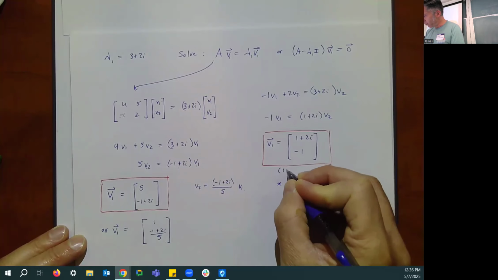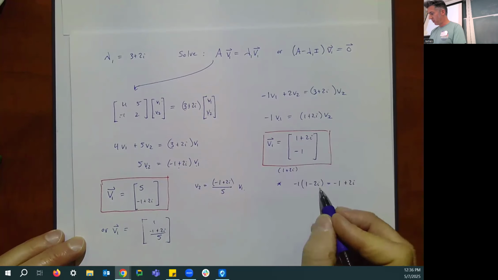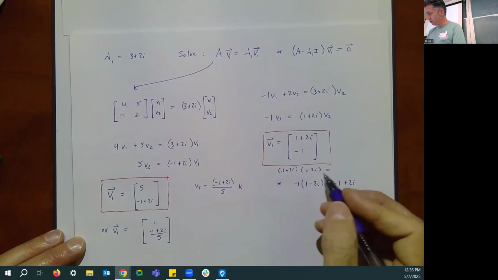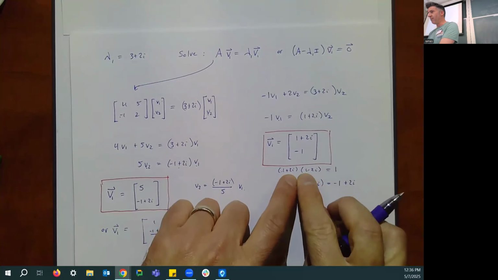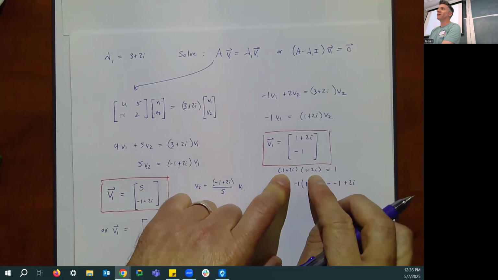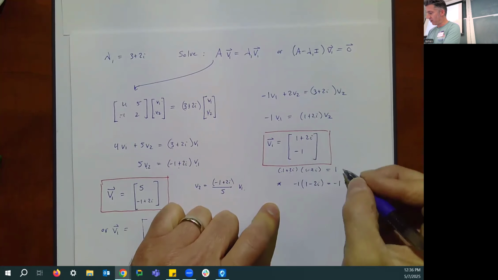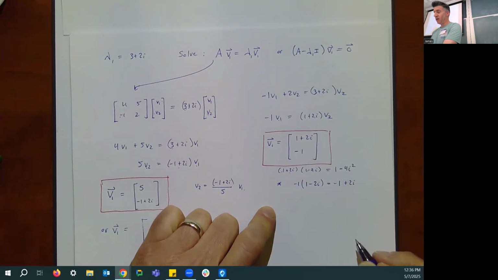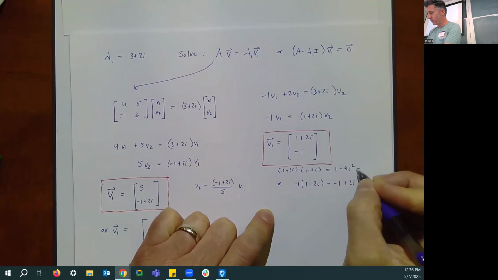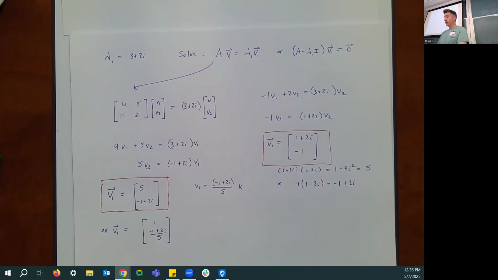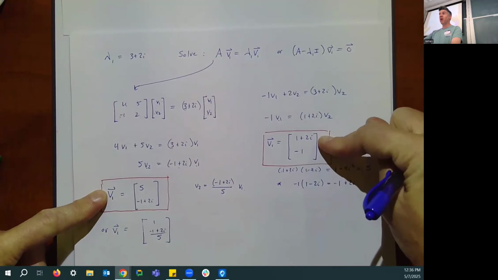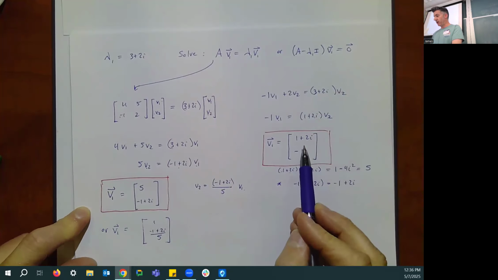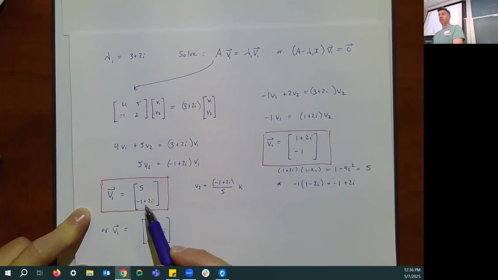So if I do 1 plus 2i, the top component, multiplied by my constant 1 minus 2i. Let's see, I get 1 times 1. I get 2i minus 2i, which cancels out. And then I get 2i times negative 2i, which is minus 4 times i squared. But i squared is negative 1, so we get 1 minus 4 times negative 1, or 1 plus 4, which is 5. So yes, these eigenvectors, while not the same, are the same enough. They are multiples of each other. This eigenvector multiplied by the constant 1 minus 2i is exactly equal to that eigenvector.